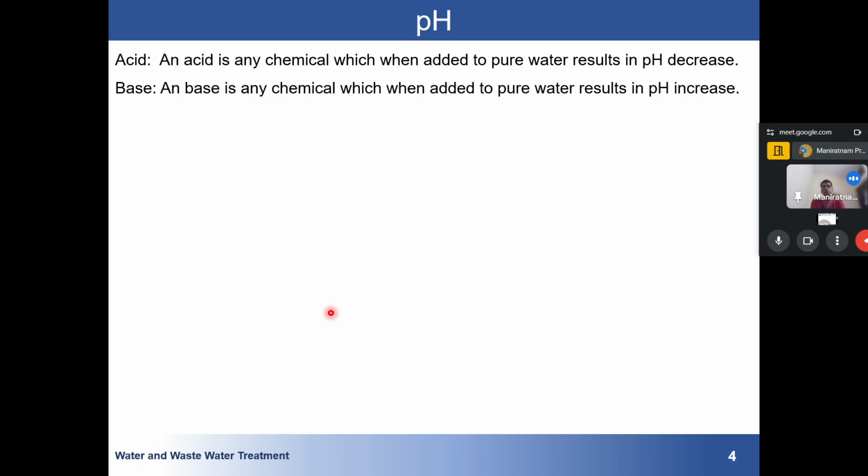If the pH is low, which treatment process I have to adopt. So it all depends on the pH of the system, and it is important to know the pH. Whenever we talk about pH, two things come: acid and base. Any chemical which is added in the water results in a pH change. Before that, you should know that there is a water characteristic known as pH.